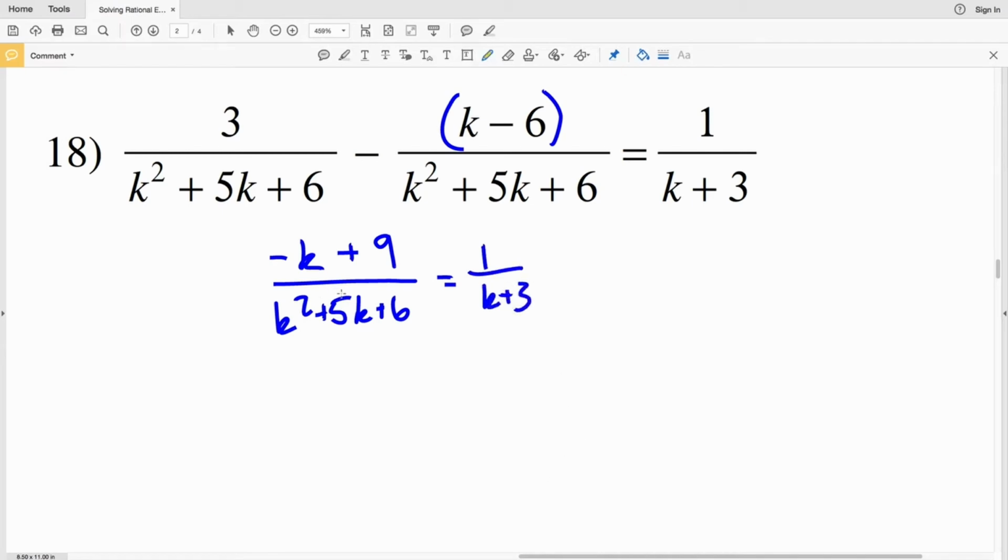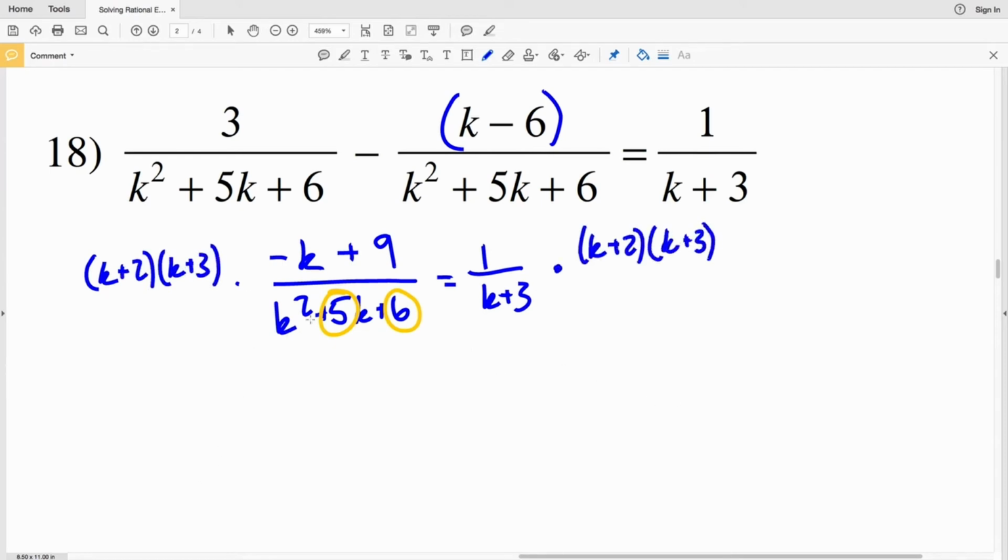Now again, we're going to think, what two numbers add to give us 5 and multiply to give us 6? Well, they're both going to be positive, since we have a positive 5 and a positive 6, and the factors of 6 are 1 and 6 and 2 and 3. And indeed, 2 and 3 add to give us 5. So we're going to multiply both sides by k plus 2 times k plus 3.